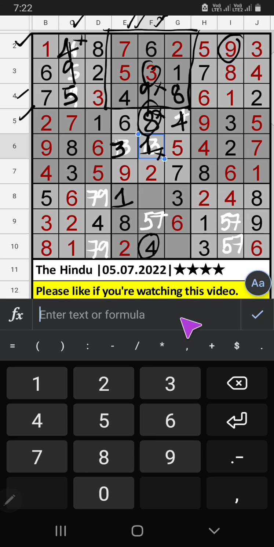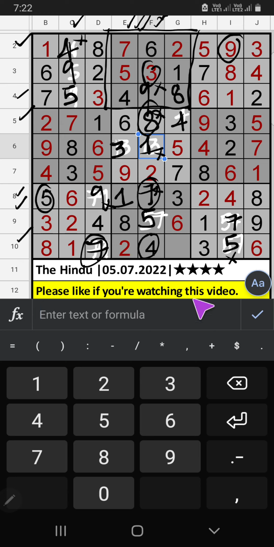Column F, 2 numbers are remaining, 5 and 7. 8th row, we already have 5, so 5 can't come in this cell, 5 is confirmed here, then 7 is here. 8th row, we have 7, so 7 can't come in this cell, 7 is confirmed here, then 9 is here. 10th row, we have 7, so 7 can't come in this cell, 7 is confirmed here, then 5 is here. 10th row, only one number is remaining, 9 is confirmed here.